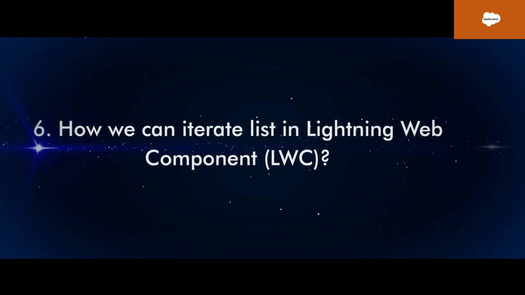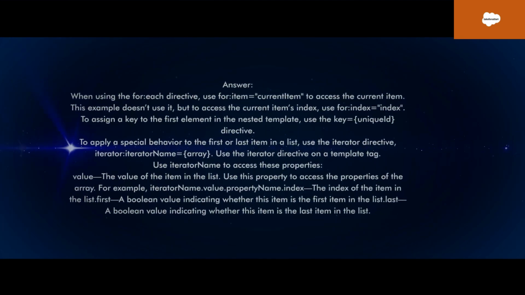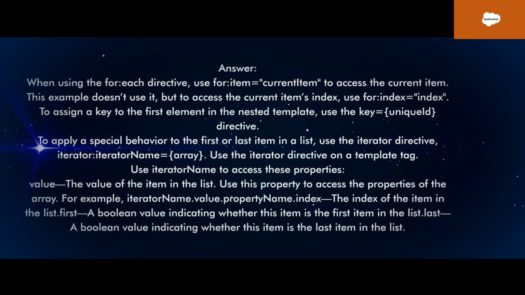6. How can we iterate a list in Lightning Web Component, LWC? Answer. When using the for:each directive, use for:item="currentItem" to access the current item. This example doesn't use it, but to access the current item's index, use for:index="index". To assign a key to the first element in the nested template, use the key={uniqueId} directive.